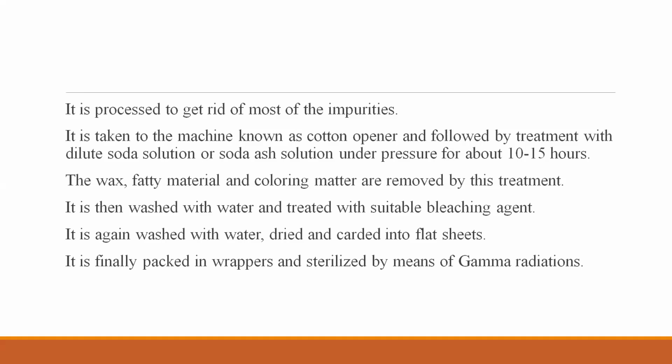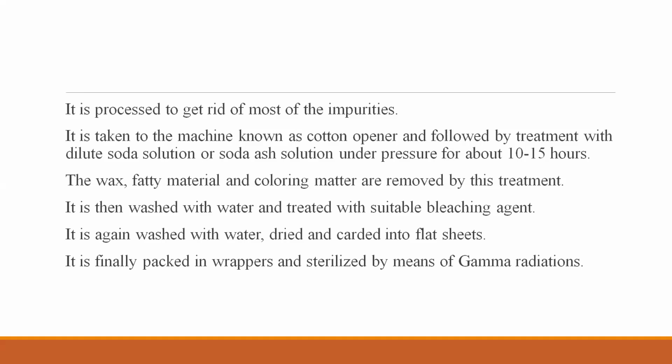Then, after treatment for these 10 to 15 hours, the waxy fatty material and coloring matter are removed. It is then washed with water and treated with a suitable bleaching agent. Because of this bleaching agent, we get white color cotton. After the treatment, it is again washed with water, because the excess of the chemicals will be removed in this process, then dried, and carded into flat sheets. Then it is finally packed in wrappers and sterilized by means of gamma radiation.